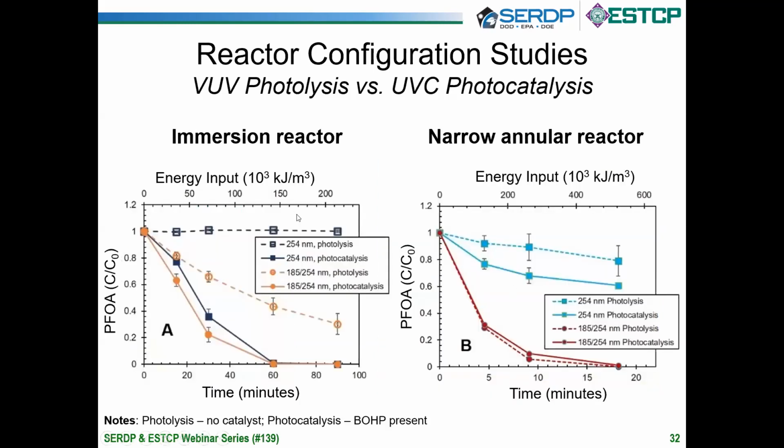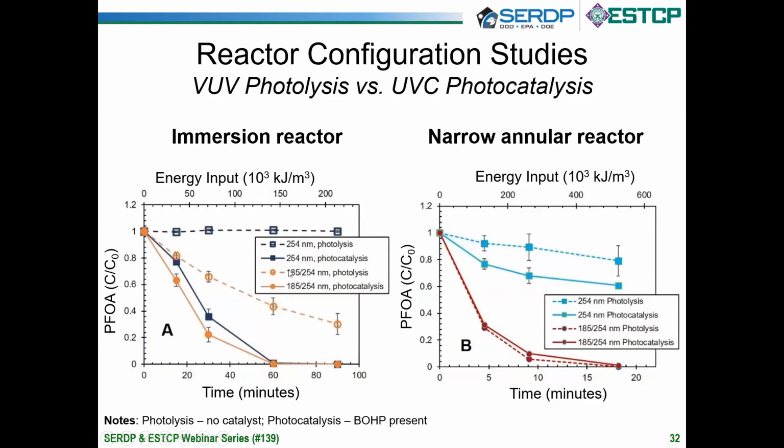What we found was in the immersion reactor, which has sort of milder mixing conditions and less UV input relative to the reactor volume. For 254 nanometer only, we don't observe any PFOA degradation without the catalyst, and then when the catalyst is added, we have clear degradation.